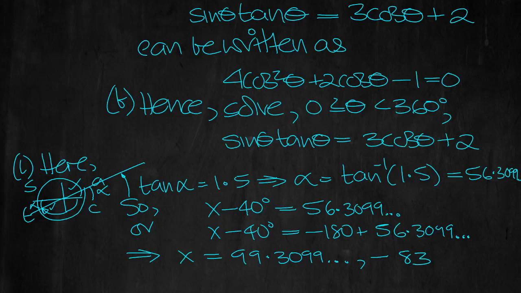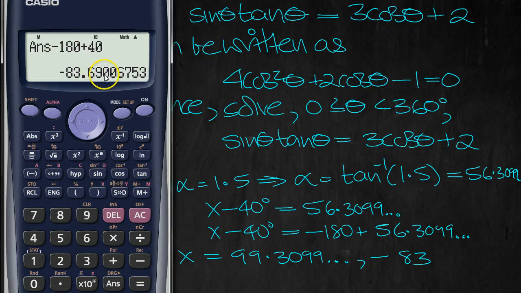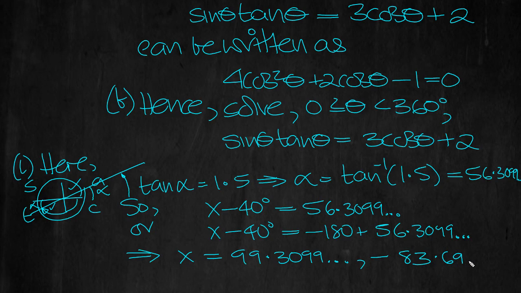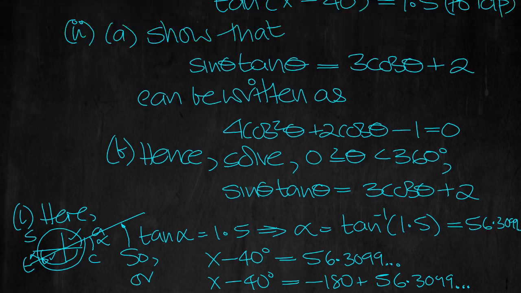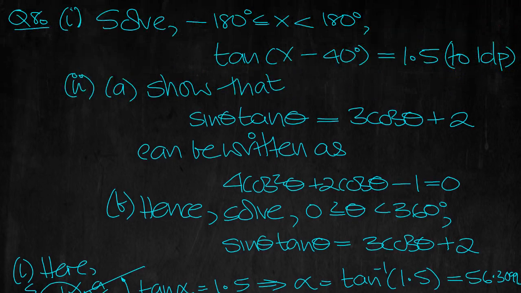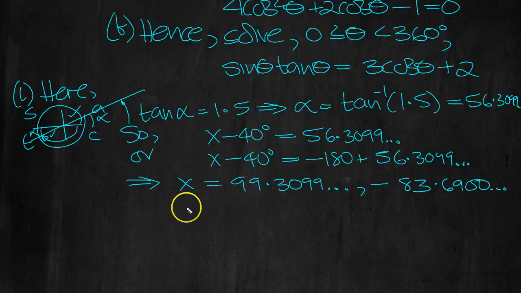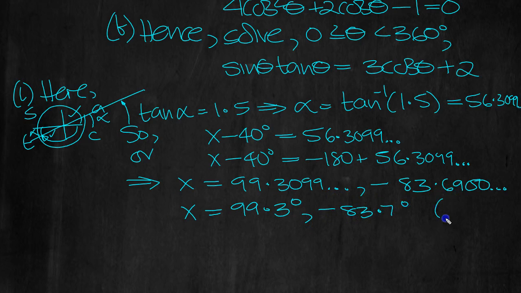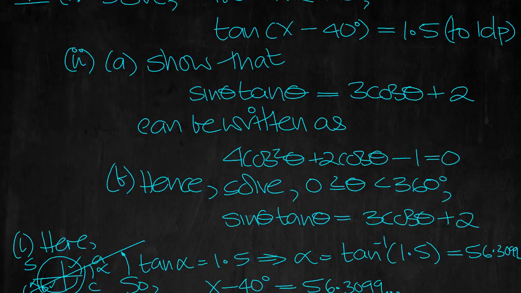minus 83.6900. Now what do we need to work it out to? To 1 dp? Yeah, to 1 dp. X is equal to then 99.3 degrees, or minus 83.7 degrees to 1 decimal place. So there's our two solutions for that problem.